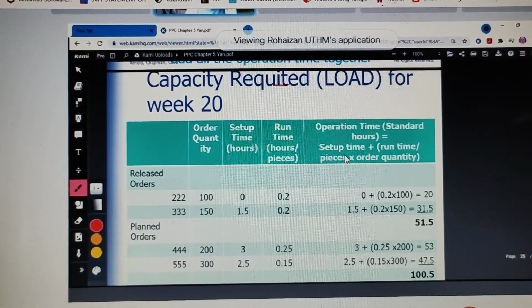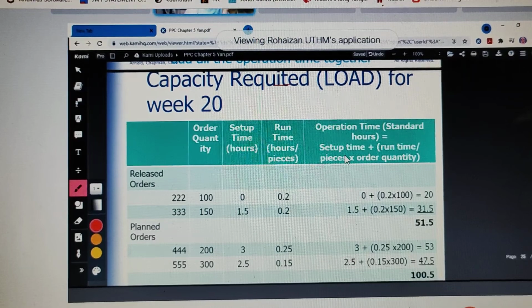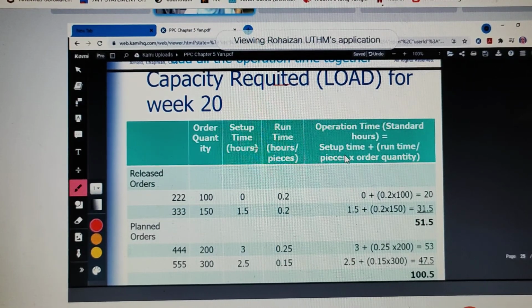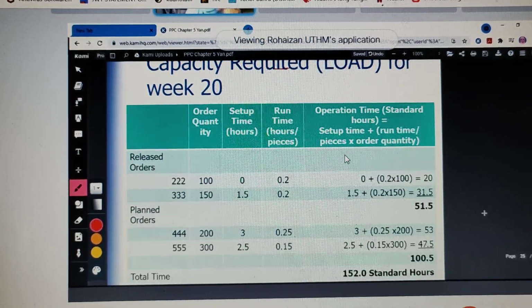Load for the week 20. Okay, I have not uploaded this one yet in your, what you call it, in your author. Okay, not yet. After this I will upload.